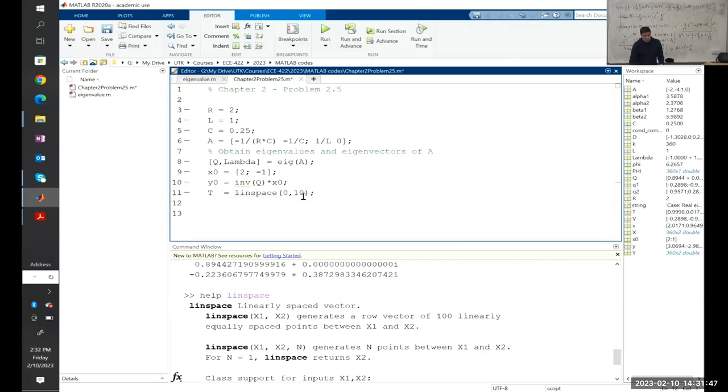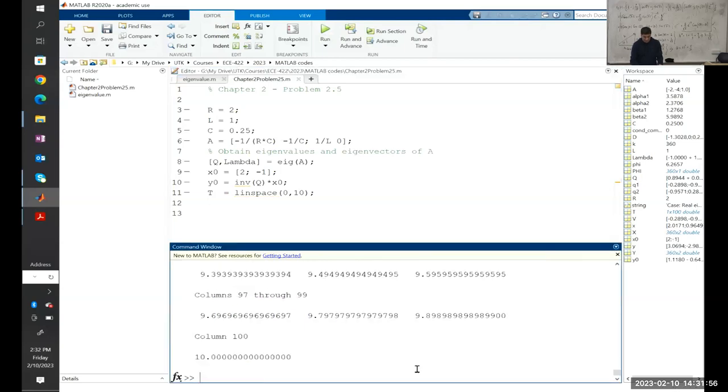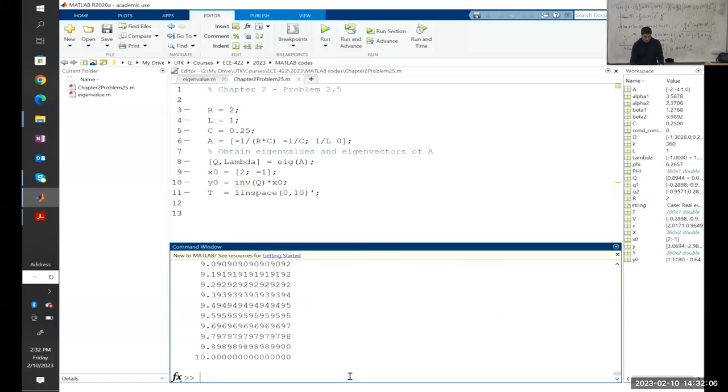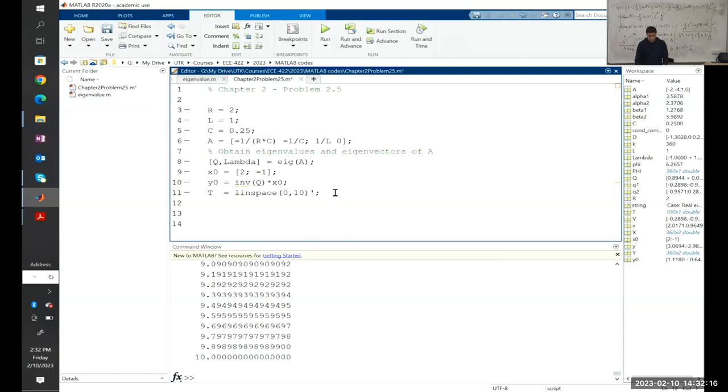And for each one of them, let's see what we get for T. So T is a row vector. I don't like that. We can use a column vector. There it is. So we have a column vector with different times that we will use to evaluate our function. So what we're going to do here, for each time, we will evaluate the solution for y1 and y2. And at the same time, we will obtain the equivalent value for x1 and x2.